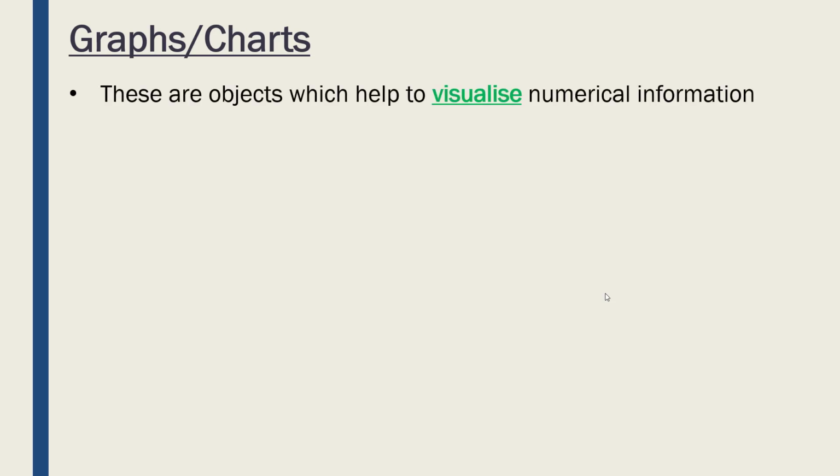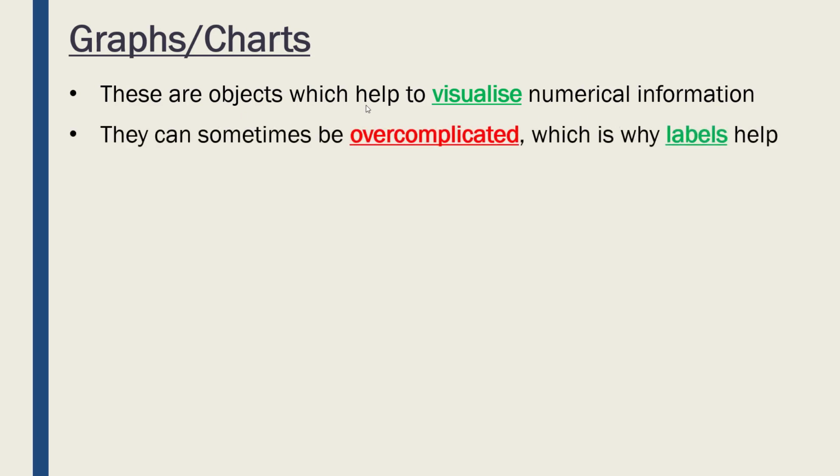So tables are often converted, maybe with spreadsheet software, into graphs or charts. These are objects which are going to help you visualize it more. So they visualize numerical information in particular. A caveat with this is they can sometimes be overcomplicated. I'm sure you've seen graphs which just don't make any sense because they're so complicated. And it's why having labels, like on the axes, is really important.